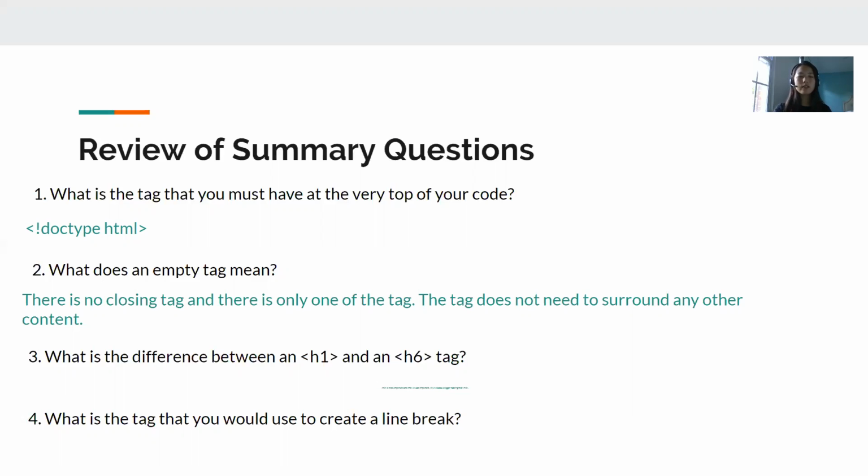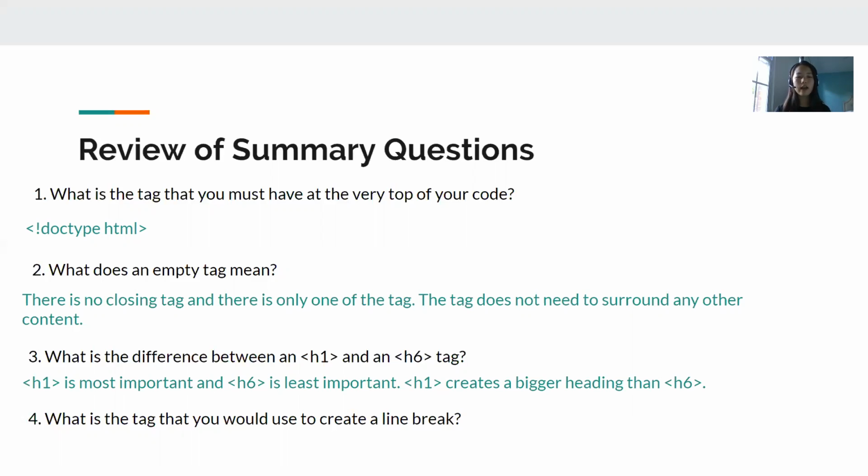Number three, what is the difference between an H1 and an H6 tag? H1 is the most important and H6 is the least important, which means H1 creates a bigger heading than H6. So the text that you surround with H1 tags is bigger than text that you surround with H6 tags. And in the last example, as you saw, as we progress from H1 to H2, H3, H4, H5, and H6, the text becomes smaller and smaller, until finally H6 is the smallest. So if you ever want to create a big announcement, then use an H1 tag.